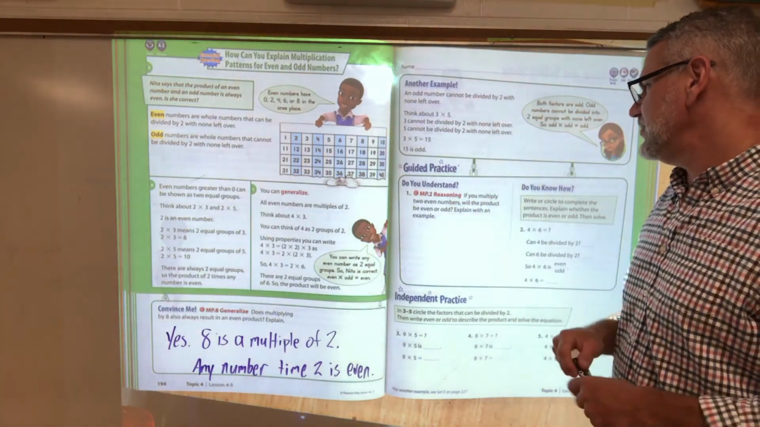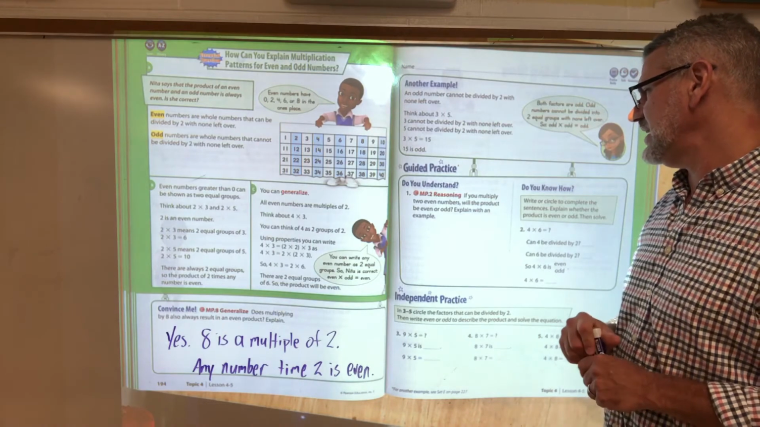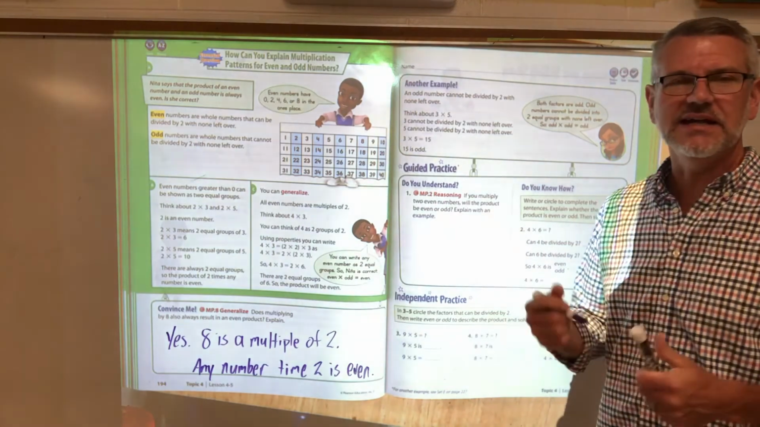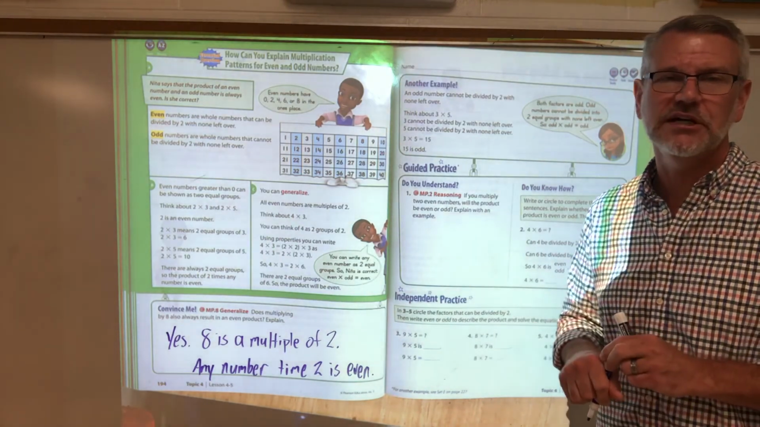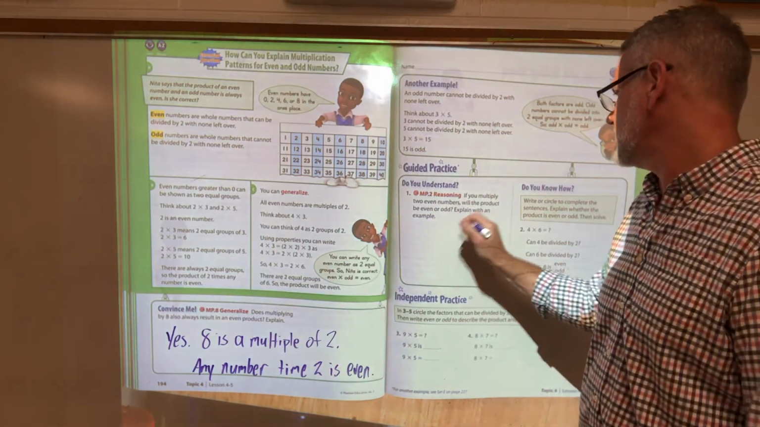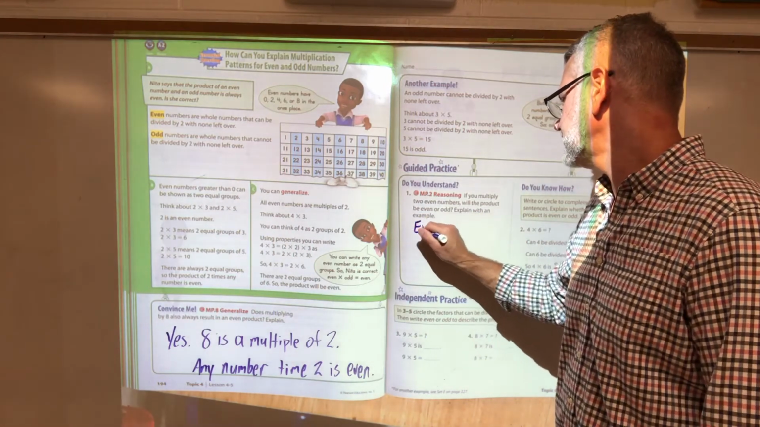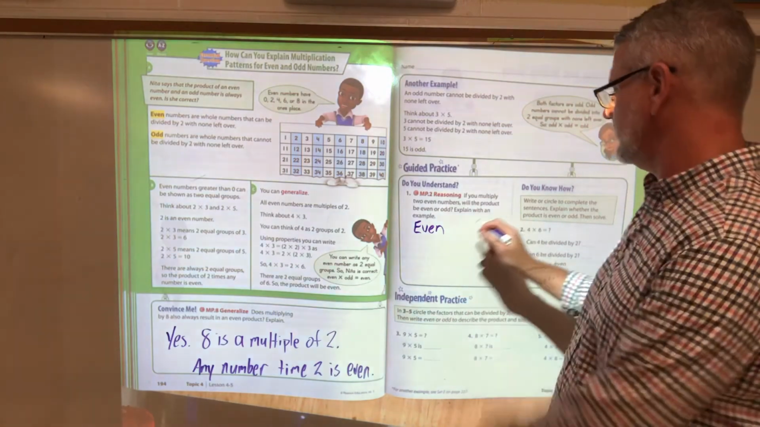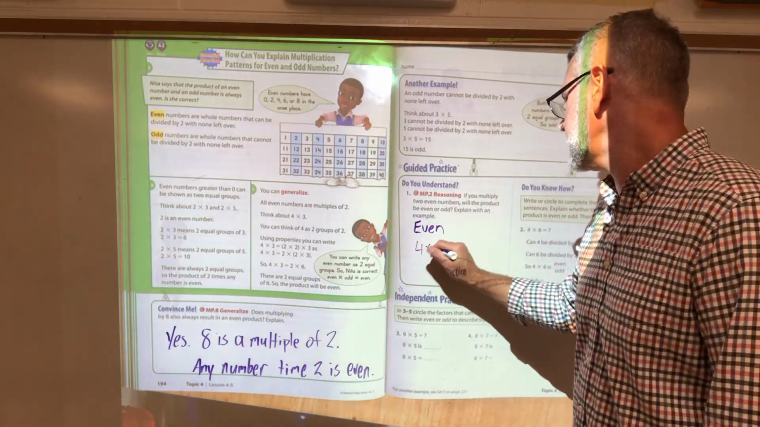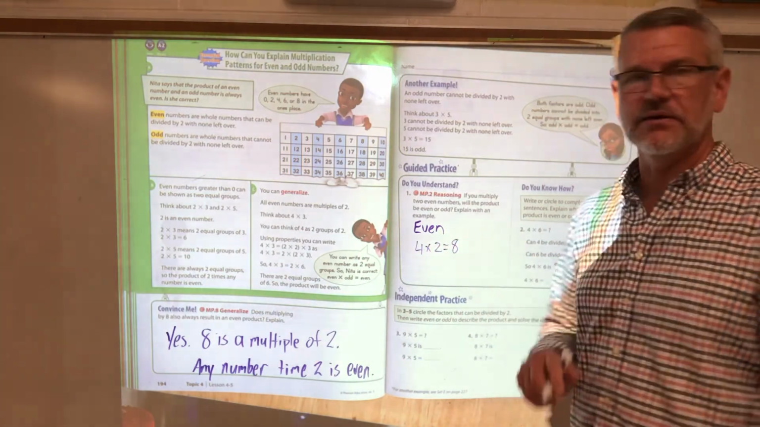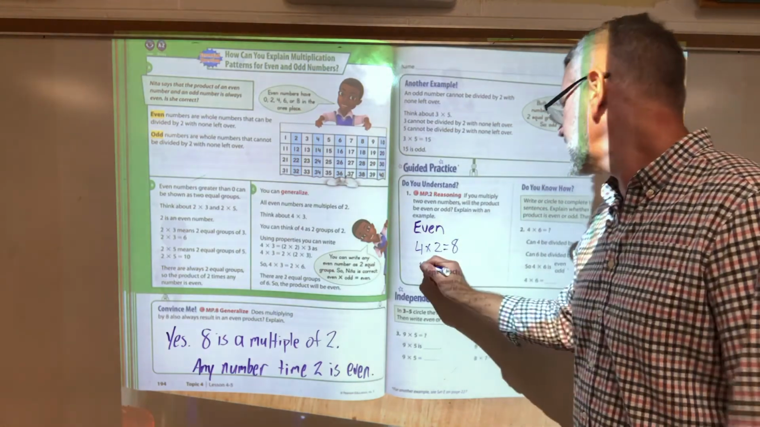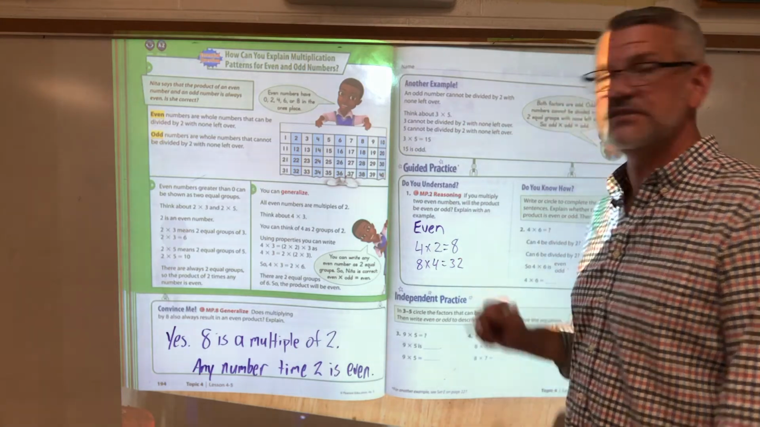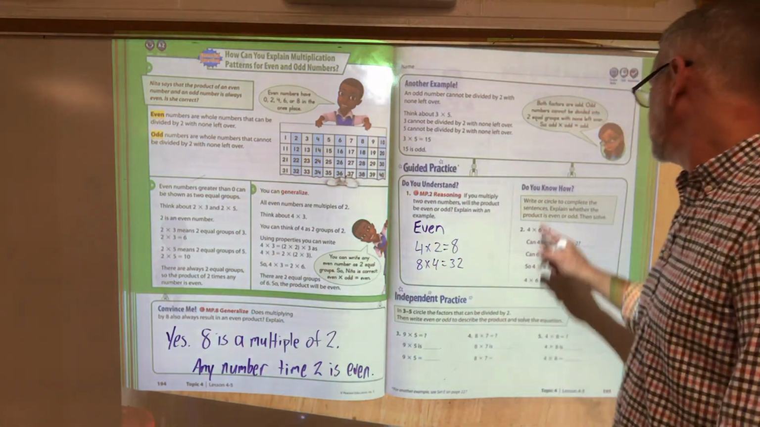If you multiply 2 even numbers, will the product be even or odd? Explain. Well, we just talked about that. Anytime you multiply times an even number, you're going to get an even number. So the answer is even. And explain with an example. All right, well, let's do 4 times 2. That gives us 8, which is an even number. We'll give another example. 8 times 4 is 32. And again, it's even.